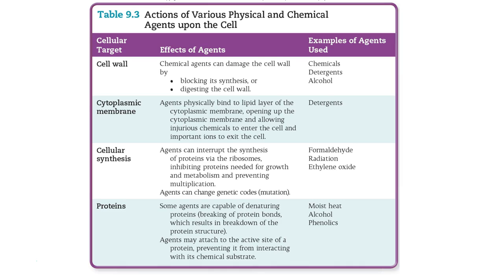Cellular synthesis agents can interrupt the synthesis of proteins. Basically, they inhibit the ribosomes from building new proteins, and if your proteins can't do enzymatic activities or other processes that are important to the cell, that's going to be very hard on the cell. Radiation, formaldehyde, ethylene oxide gas, these are examples of cellular synthesis. And the proteins, you're trying to denature proteins. Remember, if a protein is very sensitive to different pHs, to heat, and if you denature it, it's no longer active.